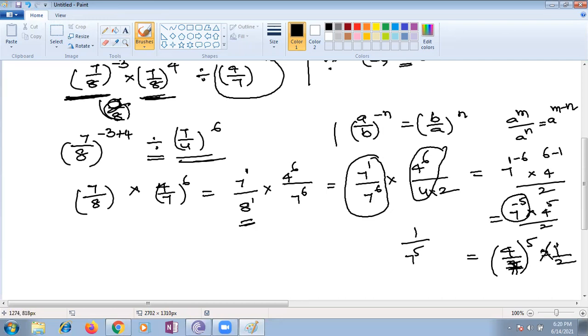This is the way we express it as rational numbers: 1 by 2 multiplied with 4 by 7 whole power 5. Ma'am, I wrote the answer in another form.